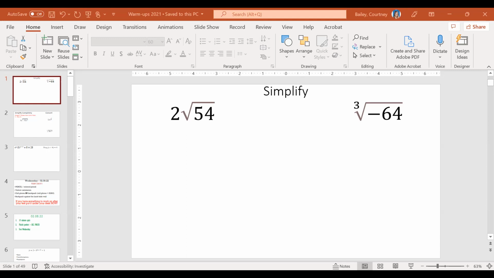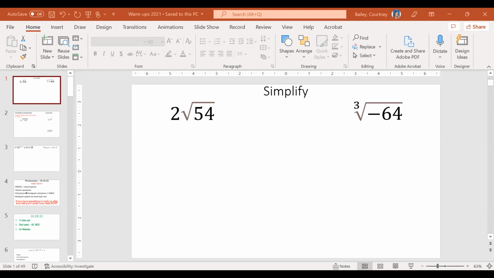Why can I not subtract 5 and 2? They have a different index, first of all. Why else can I not subtract them? The inside numbers are not the same. Very good. Questions?